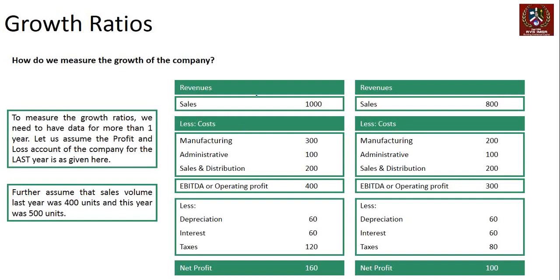So if you look at data points here, we have taken revenues and P&L accounts for the last 2 years of the company. Sales growing from 800 to 1000 and profits growing from 100 to 160. Also, we assume sales volume. Volume is the number of units of whatever this company is selling. Let's say the company sells cars. They were selling 400 cars last year. They're selling 500 cars this year.